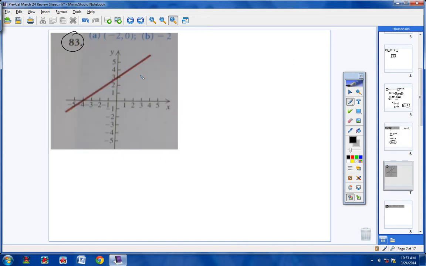Now, number 83, I believe, says the same thing. I believe 83 says to find the zeros and find the x-intercept. Well, the x-intercept, obviously, when you look at this graph, the graph passes through negative 4. So my x-intercept equals negative 4. Then it says to find the 0 of this graph. Well, remember, when I ask you to find the 0, that's the exact same thing as finding the x-intercept. So the 0 is also negative 4.